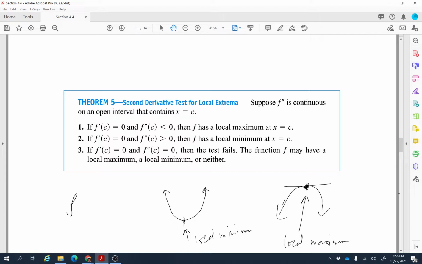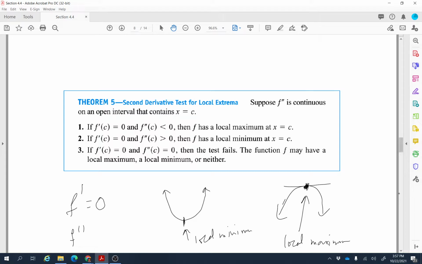So first find the first derivative, and then find the second derivative. Solve this equation and find the point where the first derivative is 0, and check what happens to the second derivative at that point. If the second derivative is negative, then the function has a local maximum at that point, okay, by using this second derivative test.